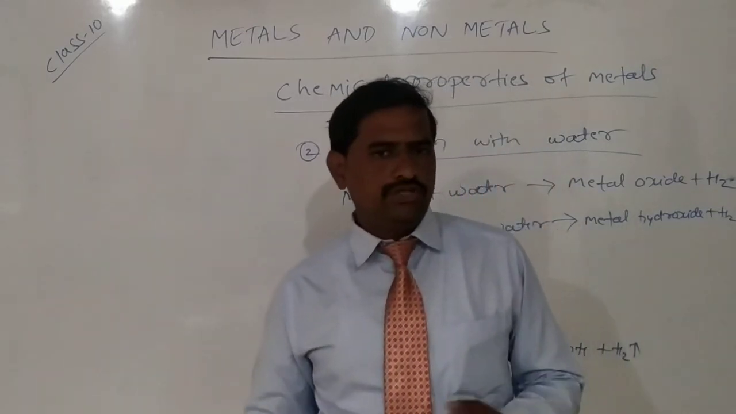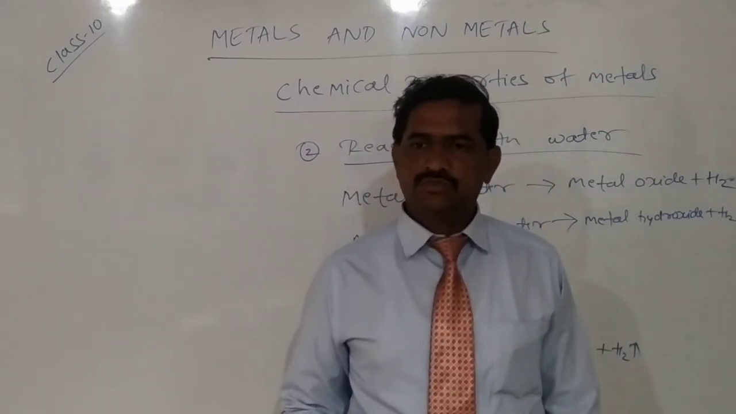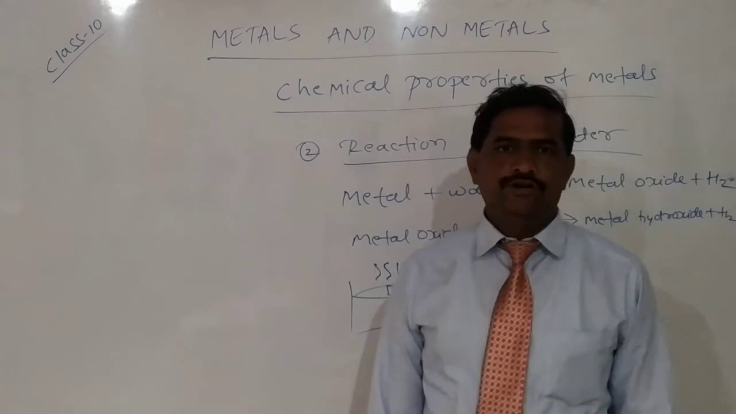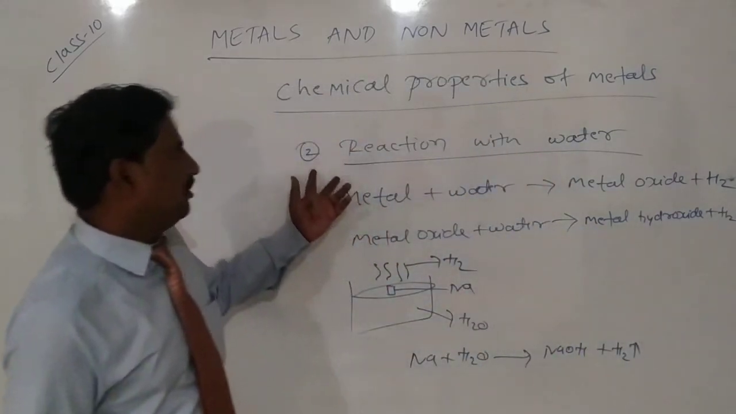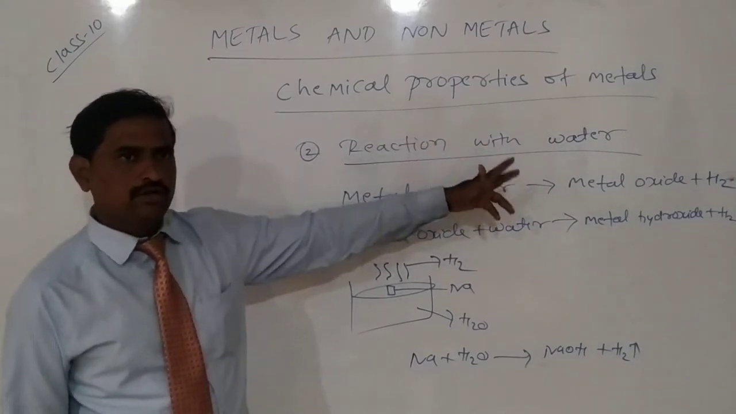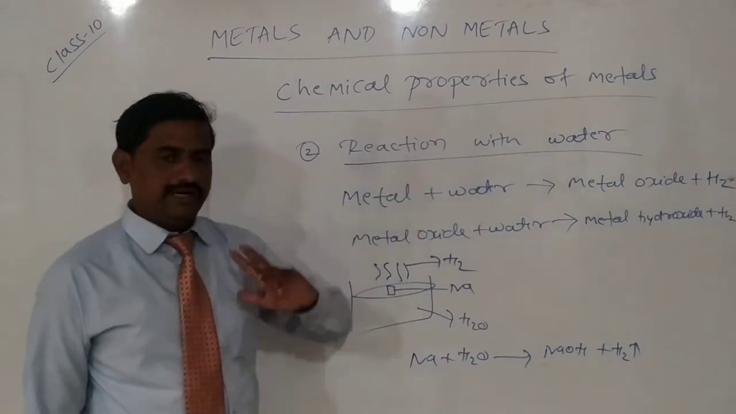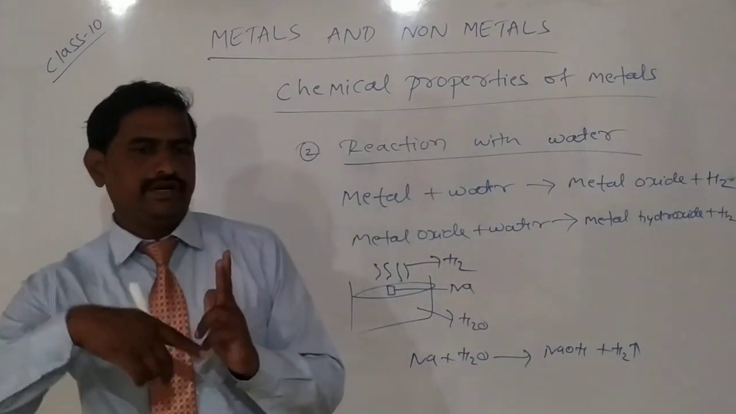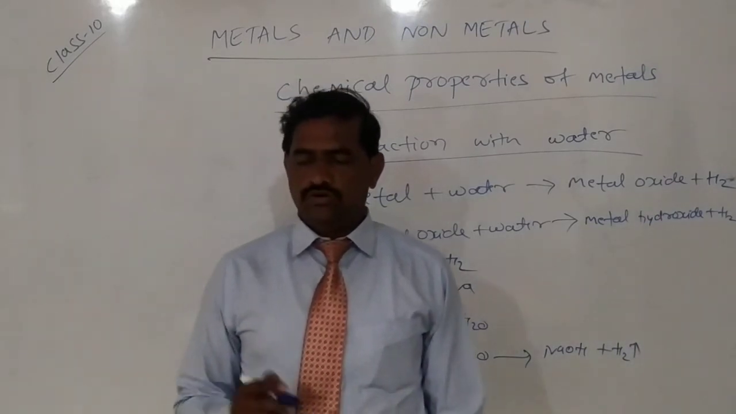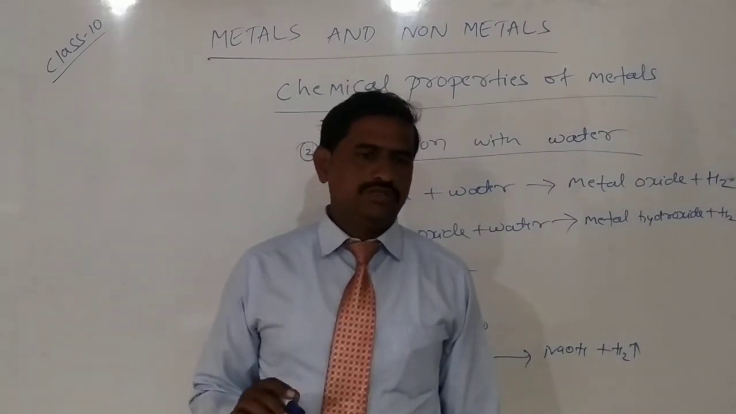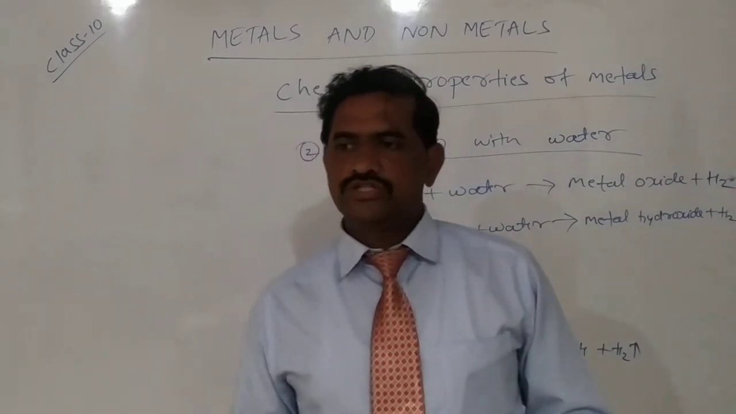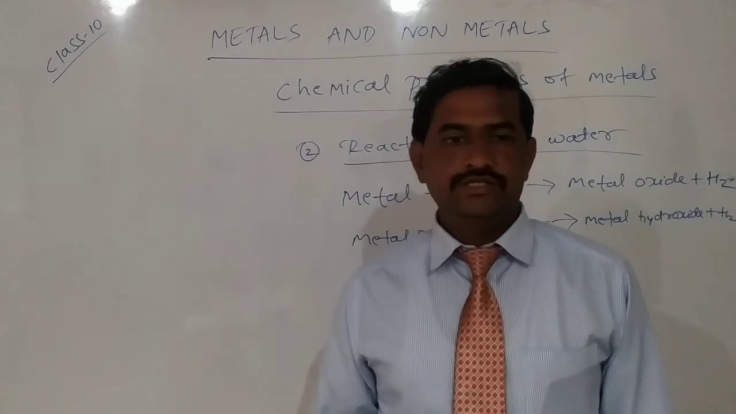And generally, all the metals, when they react with water, there is a formation of metallic hydroxide and the release of hydrogen gas. Okay, so this is about the reaction with water. Earlier we have studied reaction with oxygen. What is the difference? The same metal reacts differently with oxygen and differently with water, so different products are obtained. When the metal reacts with oxygen, metal oxide is formed. When the metal reacts with water, metal hydroxide is formed and hydrogen gas is released.